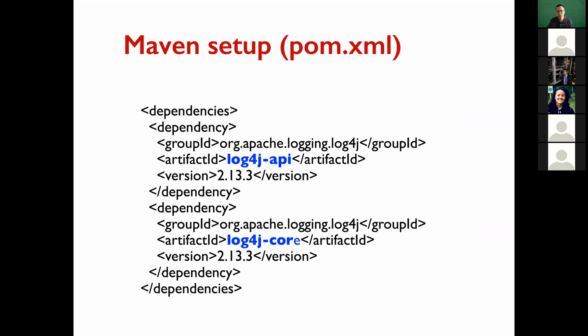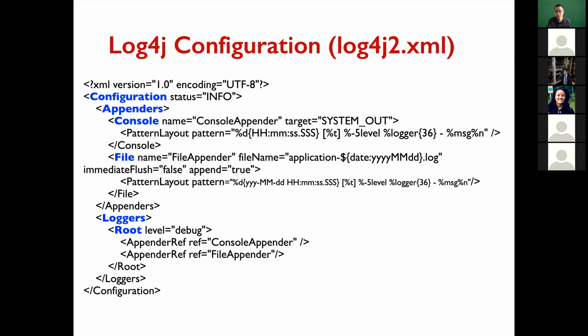Back to our code. What we have seen first is the Maven configuration, the Maven setup in this POM file. We have two dependencies. The first dependency is the log4j API, which defines the logging statements API we use in the program. And log4j core defines the logic behind this API. They are both from the log4j2 library.